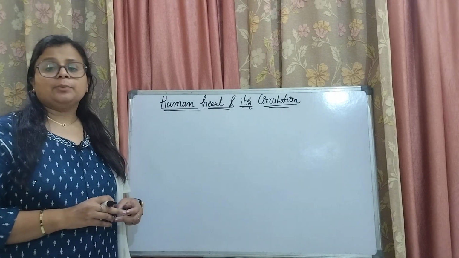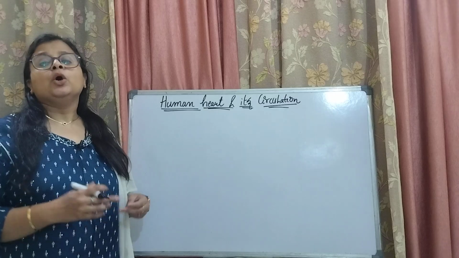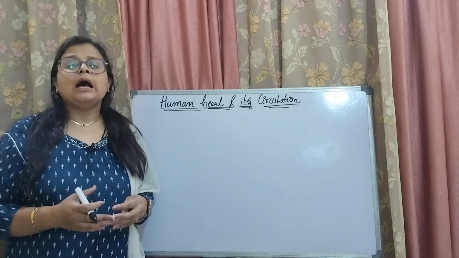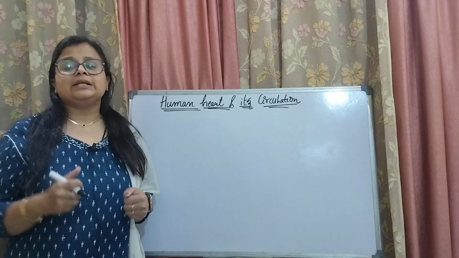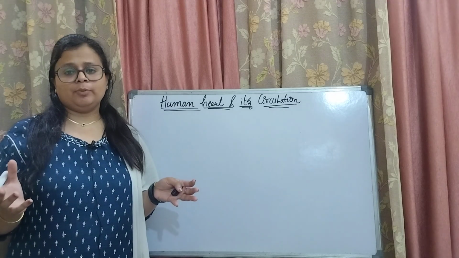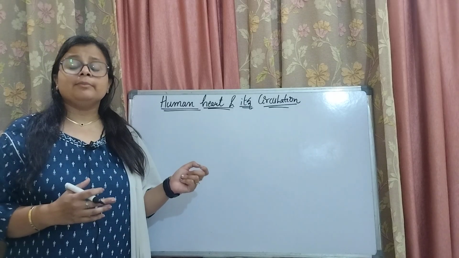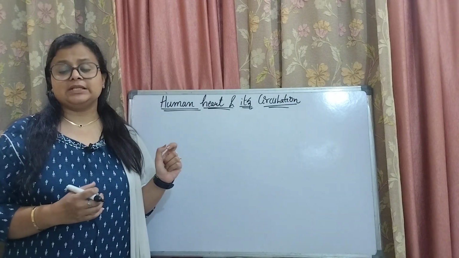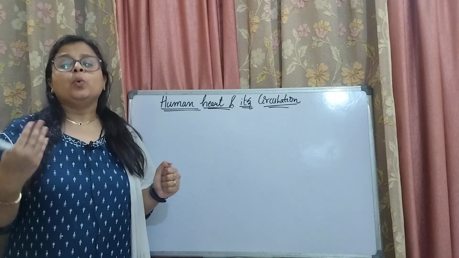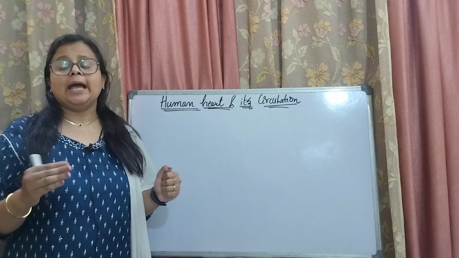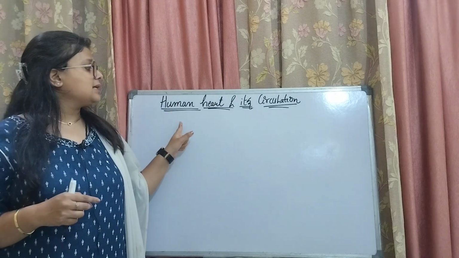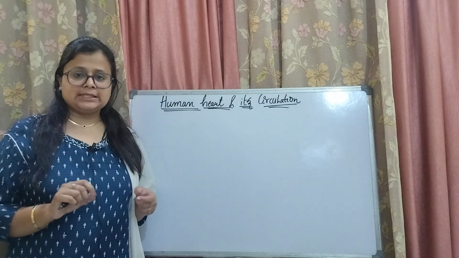Now, before starting with the circulation of the human heart, we must know what the human heart is. The human heart is basically a muscular pump that pumps the blood in our body. There are various systems in our human body. The circulatory system is basically the most important system of our human body, as it transports various essential nutrients and helps in removal of the excretory waste. So the heart is basically a part of the circulatory system.